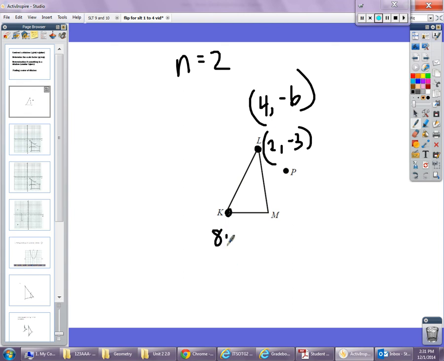And whatever this was, say it was 8, 0, you would just multiply each by 2 and you get 16, comma 0, and that would be your new point. And you would do that for all 3 points on a coordinate grid.